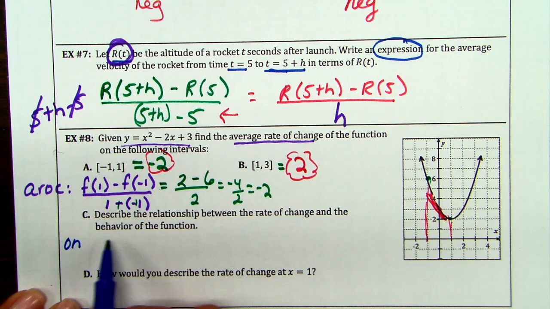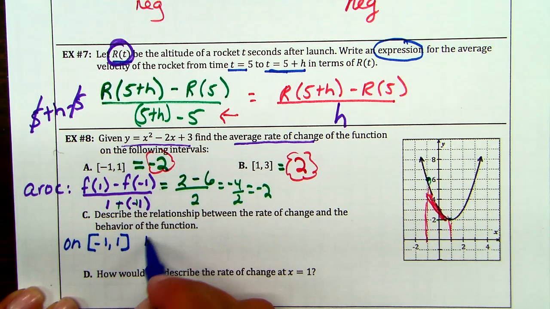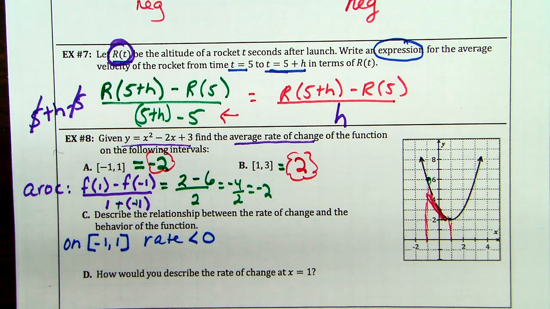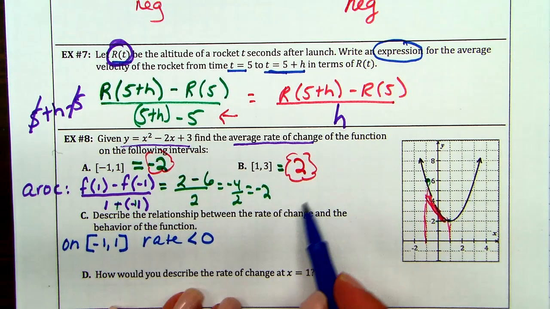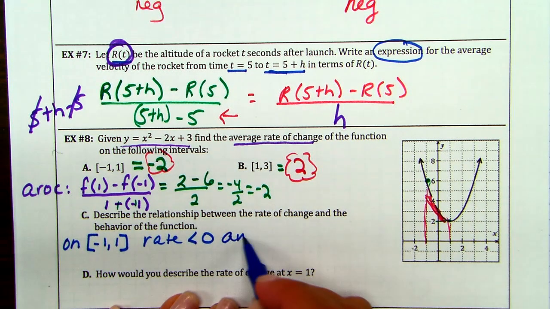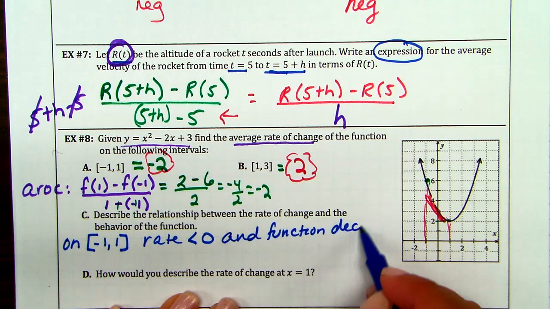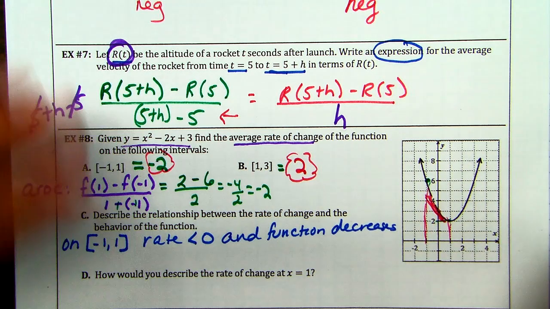So on the interval of negative 1 to 1, that's the one we just found, the rate of change, we can just write rate is less than 0. Guys, that's code for negative. Less than 0 means negative, right? We got a negative rate right there. And the function decreases. Function decreases. Roller coaster going down.